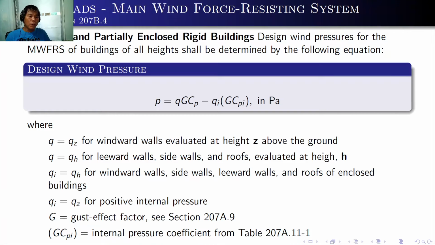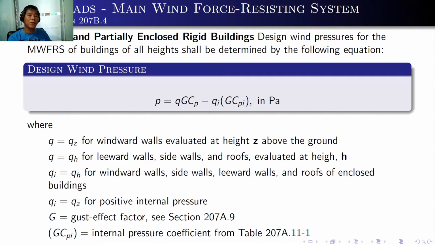So of course, there are many methods in determining the wind loads, but here we will only talk about the main wind force resisting system according to NSCP section 207B.4. For other structures, you can look at the NSCP because there are different methods for that. Also, there is a simplified method of computing the wind load. Here we have the enclosed and partially enclosed rigid buildings.